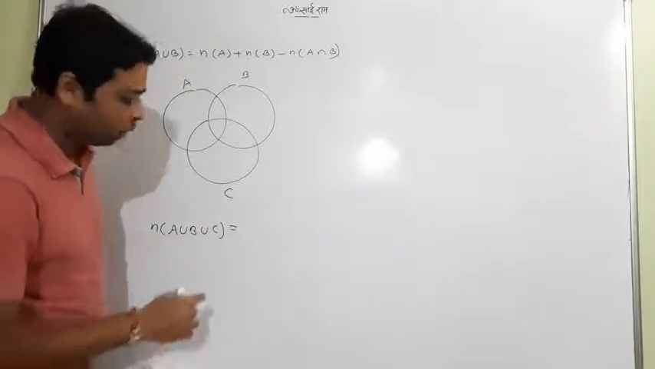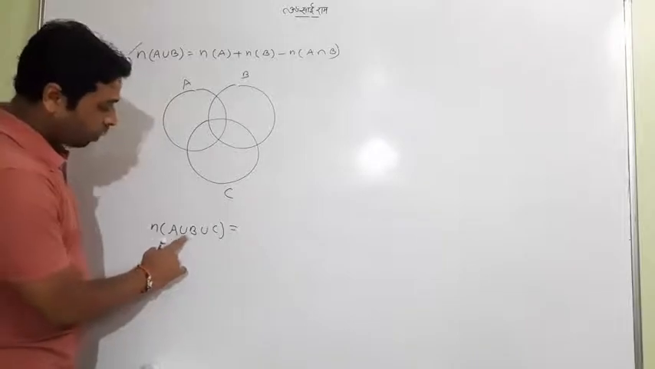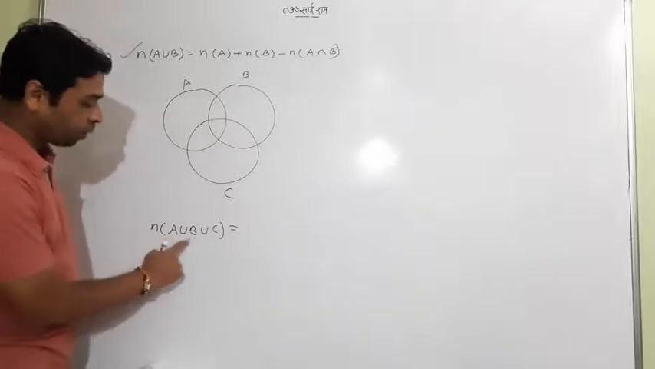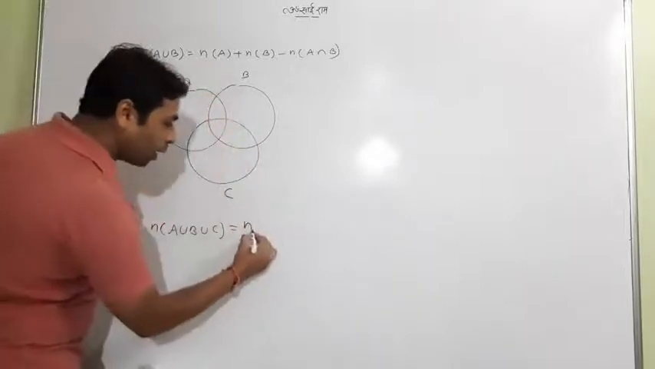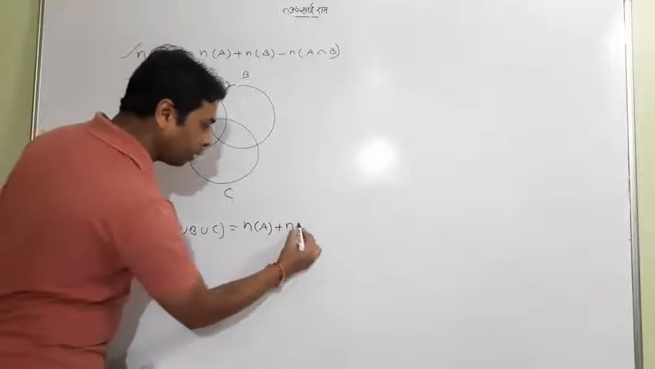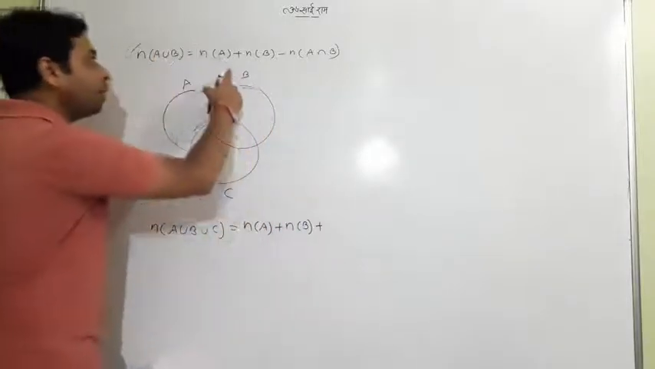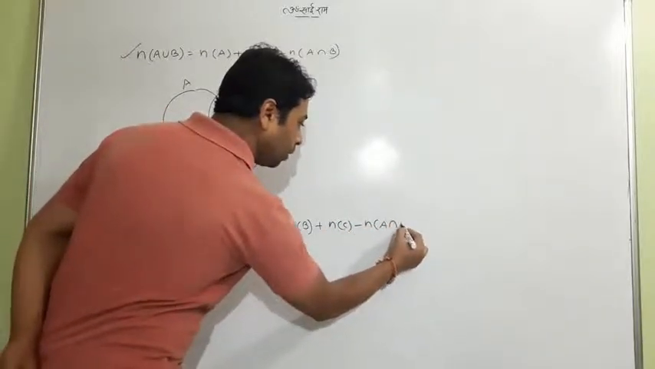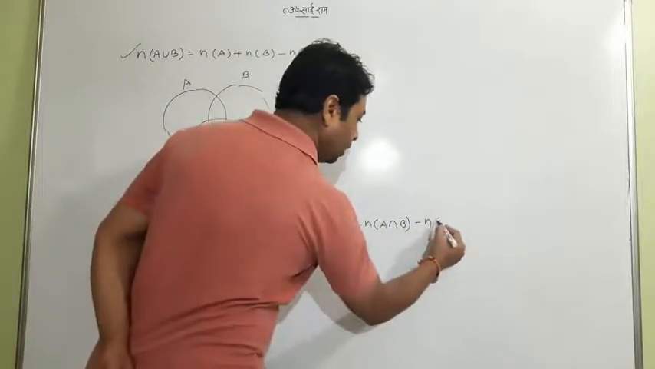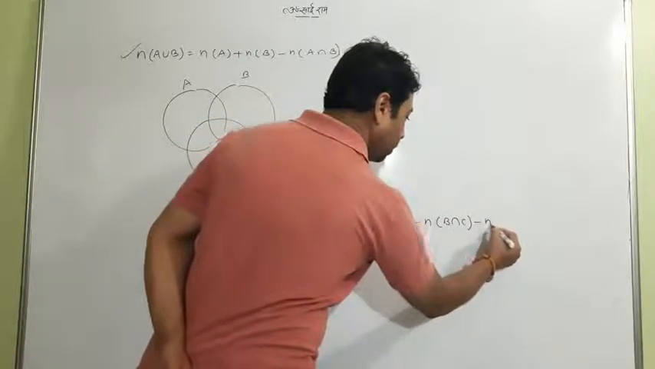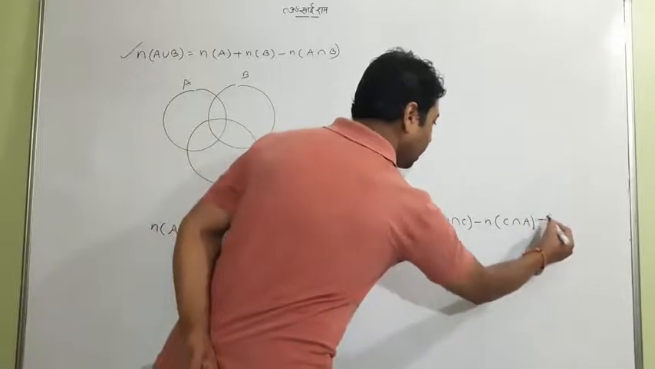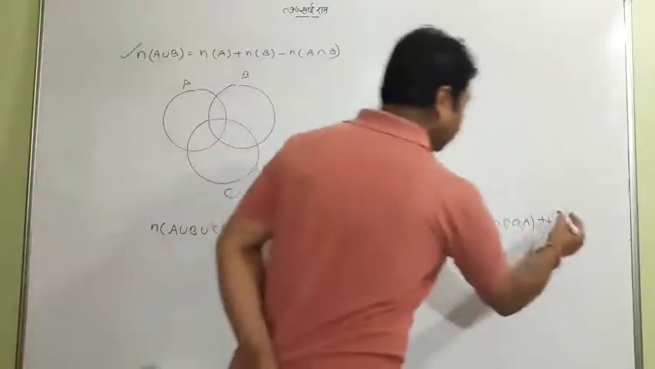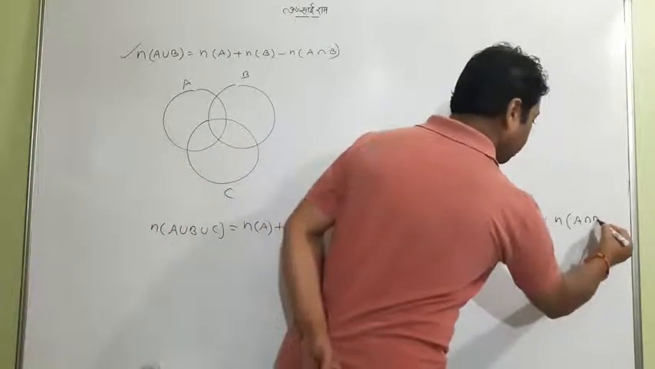It can also be called at least one of A, B, C, or we can say A or B or C. So this is n of A union B union C, and in the same way I would write the formula: n of A plus n of B plus n of C minus n of A intersection B minus n of B intersection C minus n of C intersection A, and lastly, as we did, we count the common region once, plus n of A intersection B intersection C.